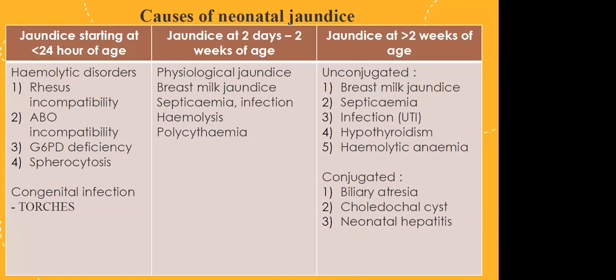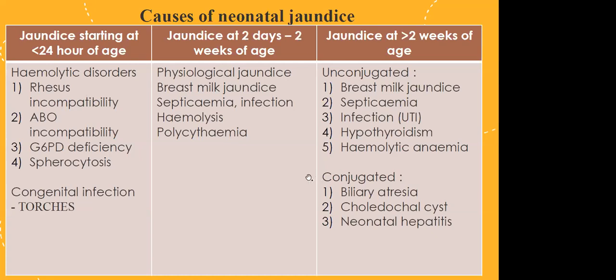According to the Sunflower Illustrated Pediatric Textbook, if the jaundice starts within 24 hours of birth, it usually results from hemolysis, such as rhesus incompatibility, ABO incompatibility, G6PD deficiency, and also spherocytosis. Jaundice at birth can also be caused by congenital infection.